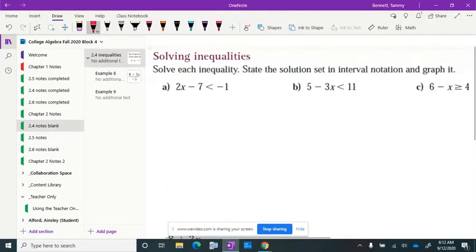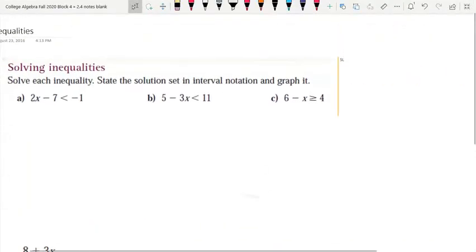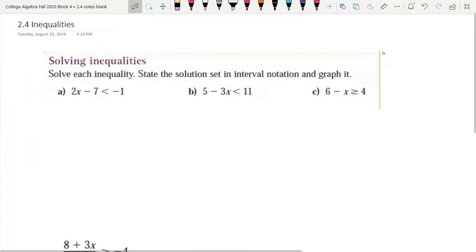Hello, and these are the notes for section 2.4, solving inequalities. So the first thing we want to do is just isolate the x.